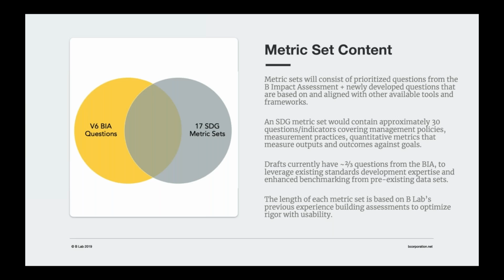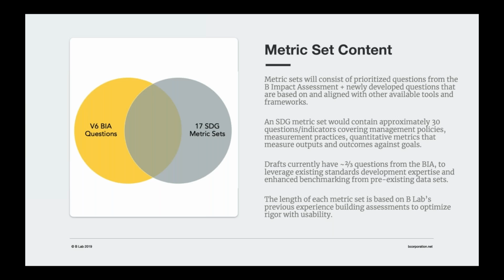And so there's about two-thirds of the questions in each metric set that are based on BIA questions, with about one-third that are actually new questions that have been developed to reflect the gaps that have been acknowledged in that tool. Our aim is to maintain that overall balance and rely on B Impact Assessment questions as much as possible for the purposes of that overlap and that value from the data set and the quality of those questions.